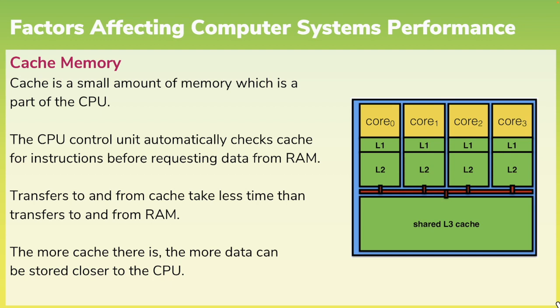Cache is a small amount of memory which is part of the CPU. It's closer to the CPU than main memory. It is used to temporarily hold instructions and data that the CPU is likely to reuse. Transfers to and from cache take less time than transfers to and from RAM. The more cache there is, the more data can be stored closer to the CPU. Therefore, the better the performance of the computer system. Cache is graded as level 1, level 2 and level 3.